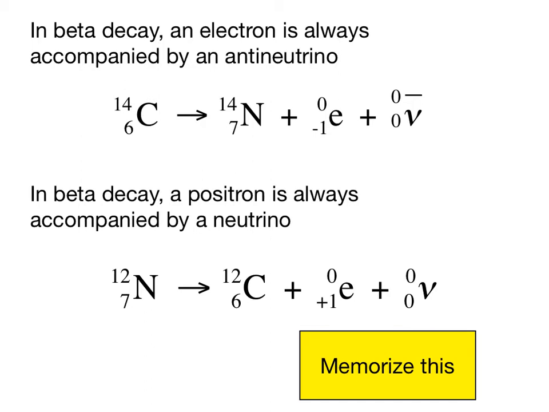In a positive beta decay, a positron is always accompanied by a neutrino. So here we have a positron, and we get a neutrino. The symbol for neutrino is that nu with no bar over the top.